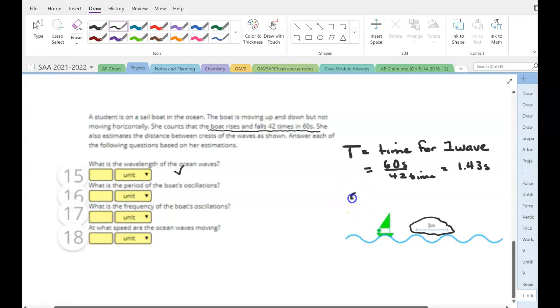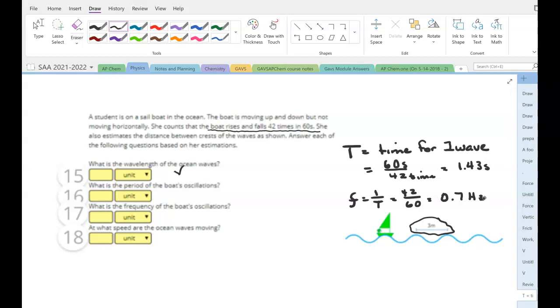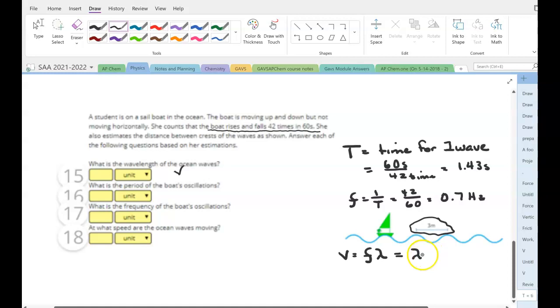17 asks for frequency. Frequency is the inverse of period, so that would be 42 over 60, the inverse of that, or 0.7 hertz. That's the unit. And number 18 asks for the speed, which is frequency times wavelength that we learned, or wavelength times the inverse of the period, whichever one you want to use, and that's going to give you a velocity of 2.1.